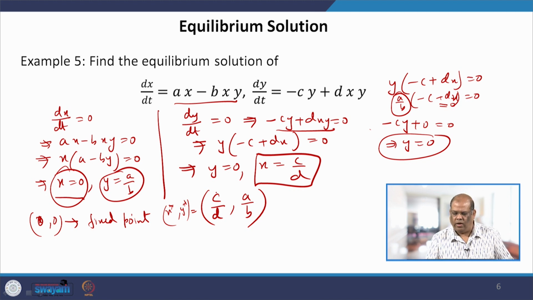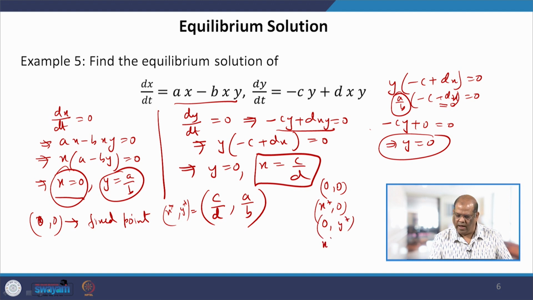Now, there is another way to check. There is a common mistake that people take it as a combination like x0, y0, x0, then c by d, y a by b. So, all four combinations they try to take. So, you have 0 0, you have x star 0, you have 0 y star and you have x star y star. These are all possible computations of the equilibrium solution that you may get.